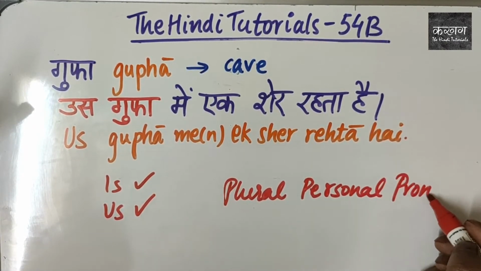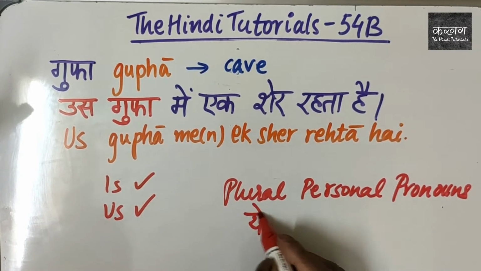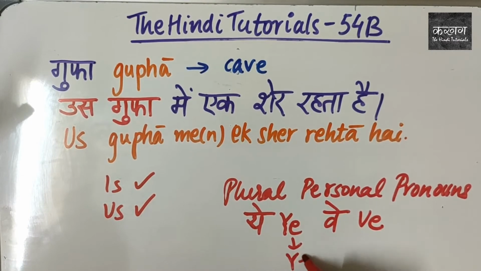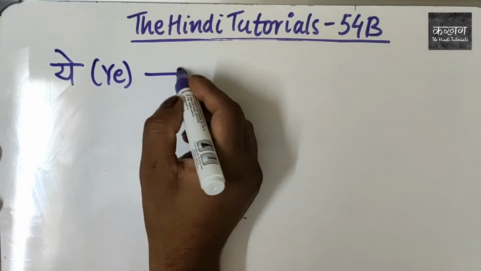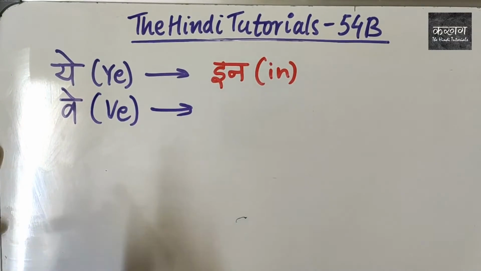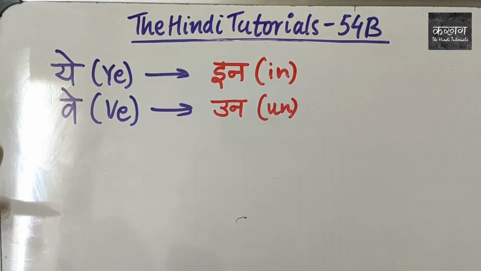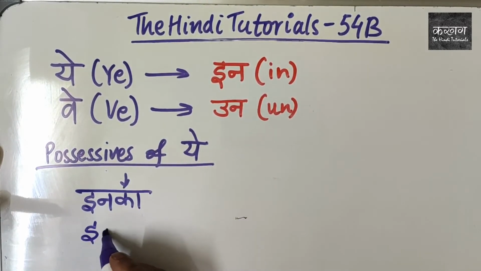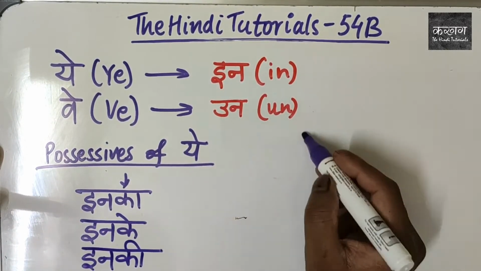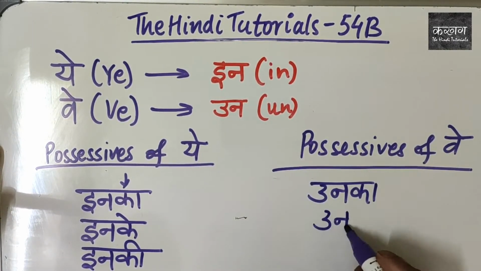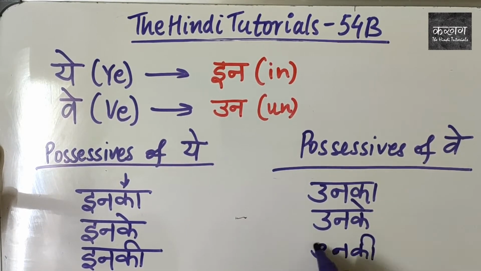That is ye and ve. However, we pronounce them the same, that is ye and wo. The verb conjugation tells us whether it's plural or singular. The oblique case of ye is in and the oblique case of ve is un. Possessive of ye would become inka, inke and inki. And the possessive of ve will become unka, unke and unki. Let's see a couple of examples.